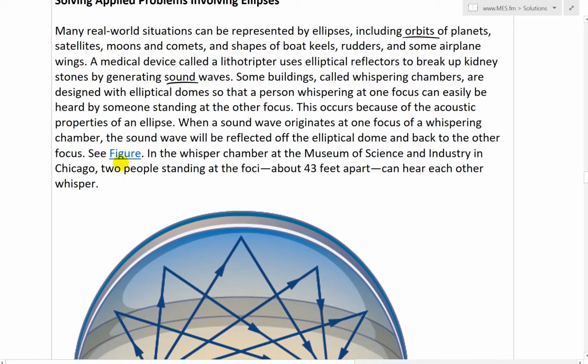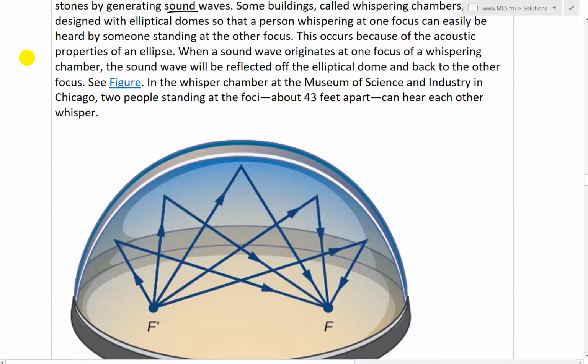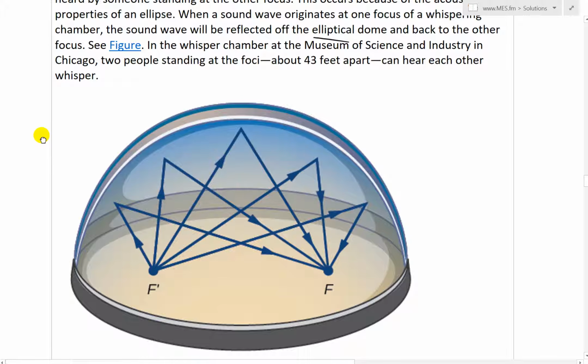Some buildings called whispering chambers or whispering galleries are designed with elliptical domes so that a person whispering at one focus can be easily heard by someone standing at the other focus. This occurs because of the acoustic properties of an ellipse. When a sound wave originates at one focus of a whispering chamber, the sound will be reflected off the elliptical dome and back to the other focus. And here's the figure right here. It's a pretty cool illustration. I just wanted to show this website because it has this cool figure.